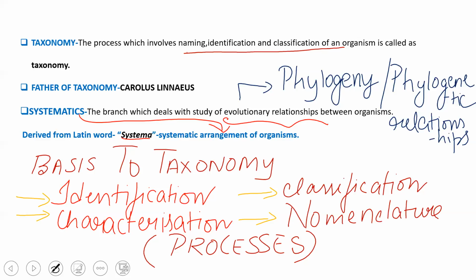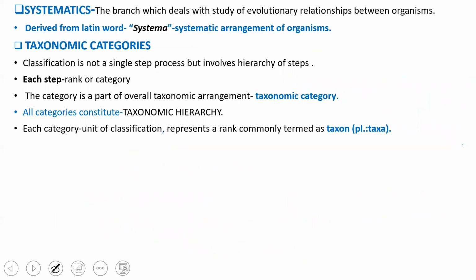So classification goes on changing with time, isn't it? The ancient system of classification was different, and the modern system of classification is different. But the one which has the most merits will be widely accepted as the classification system. Classification is not just a single step, it involves a hierarchy of steps. So we'll look into what exactly the hierarchy of these steps is with regard to the taxonomic categories.